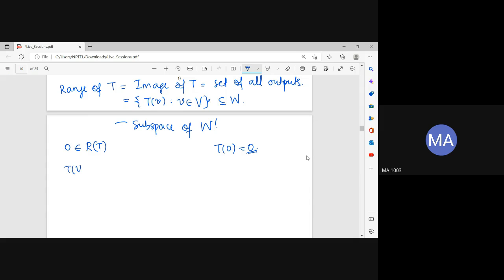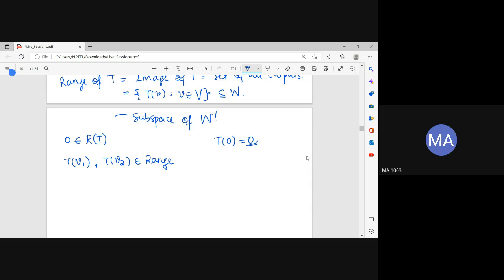T of V1 and T of V2 belong to the range, and we need to check T of V1 plus T of V2. So you see there'll be a confusion when you write this notation. It's better to go for W1, W2. So say W1 and W2 belong to the range of T.